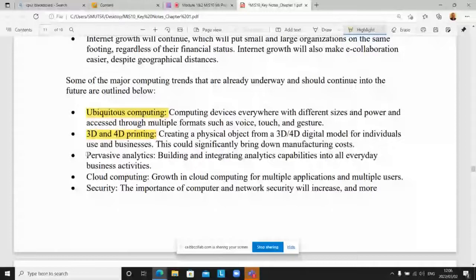3D, 4D printing, what we are looking at, major computing trends here. We're almost done with this unit 1. Pervasive analytics. Pervasive is an English word that means to stick around. So analysis that sticks around, or analysis that is pervasive, it is continually there.